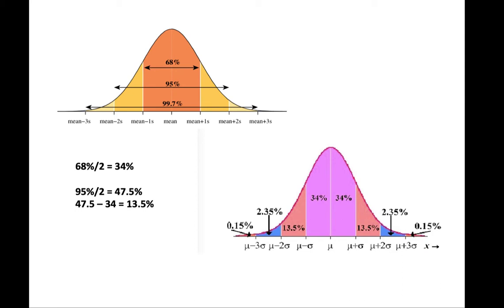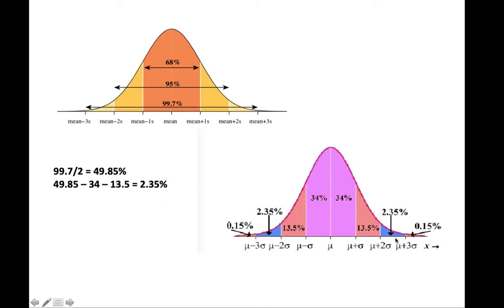If we're concerned just about one side, we can take that 47.5 and subtract the 34, the purple region, and get the orange region, which is the region sandwiched between one and two standard deviations of the mean.